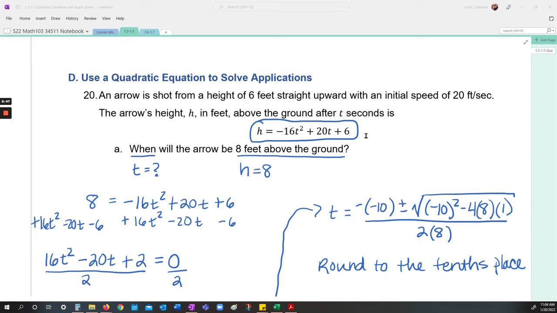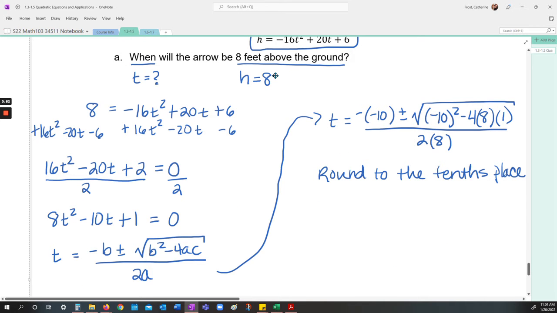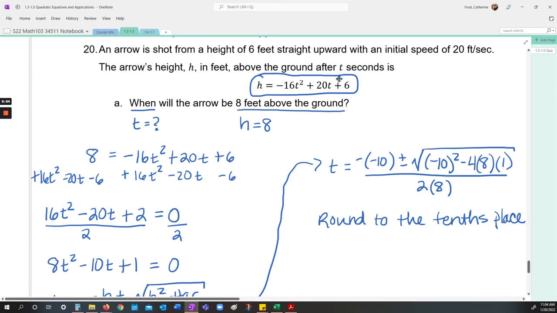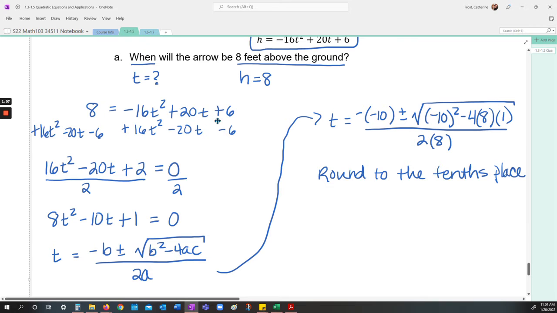But anyway, so part A, when will the arrow be 8 feet above the ground? So we're setting this formula equal to 8 in a way. We're putting the 8 in for h, and we're solving for t to find that answer to when. So then once you do that, you want to clean up this equation as much as possible just to make it less likely that you'll make a mistake. So if the numbers can be a little smaller, maybe avoid some negative signs, that can usually be helpful.